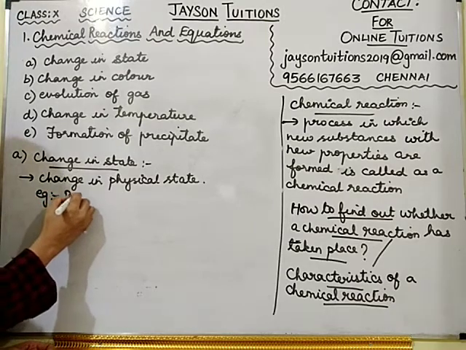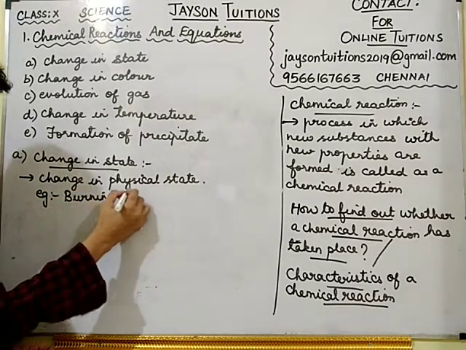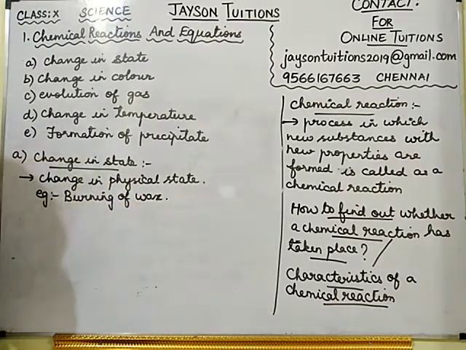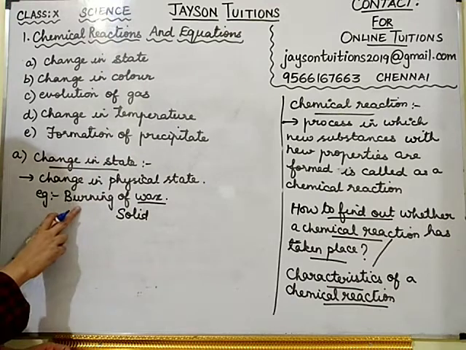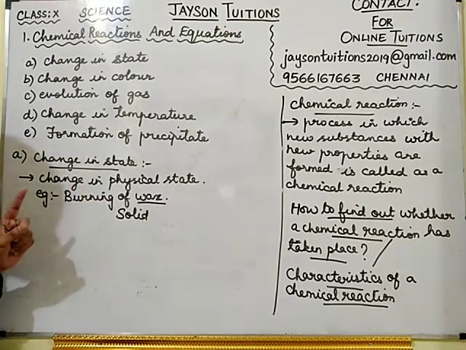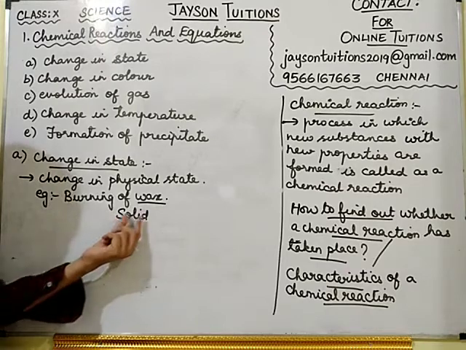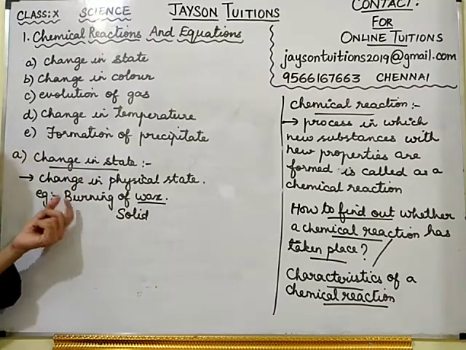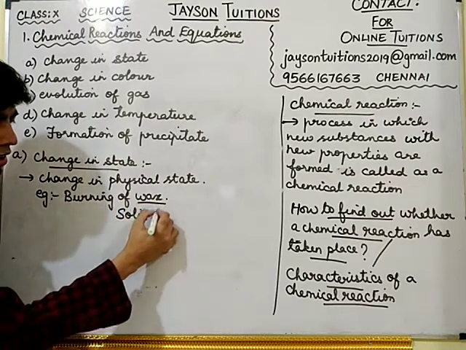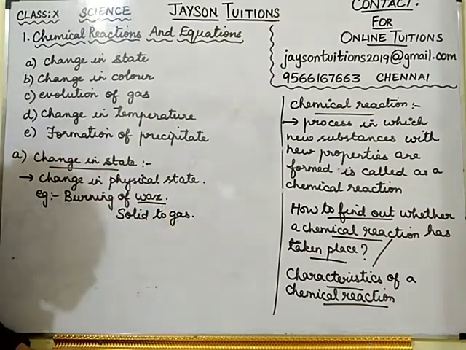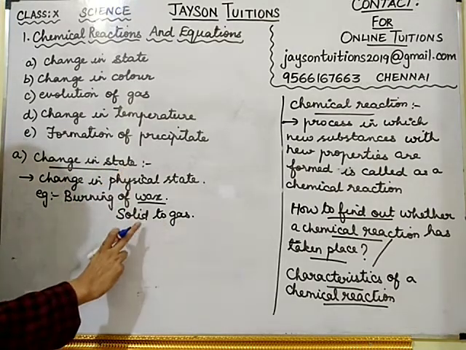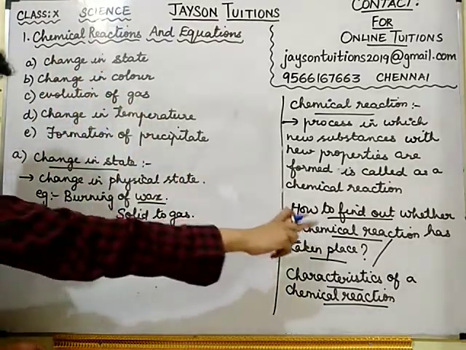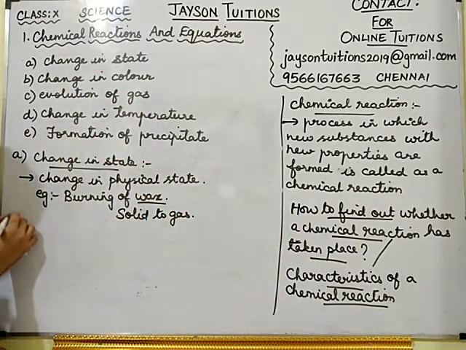So example, burning of wax. Wax is a solid, yes or no? So during burning of wax, when you burn wax, this is burning, not melting. Melting is a physical change. Okay, melting means solid will change into liquid. So burning, when you burn wax, what will happen? The solid wax will change into gas. Okay, so whenever there is a change in state, we can say that a chemical reaction has taken place. This is the first characteristic.